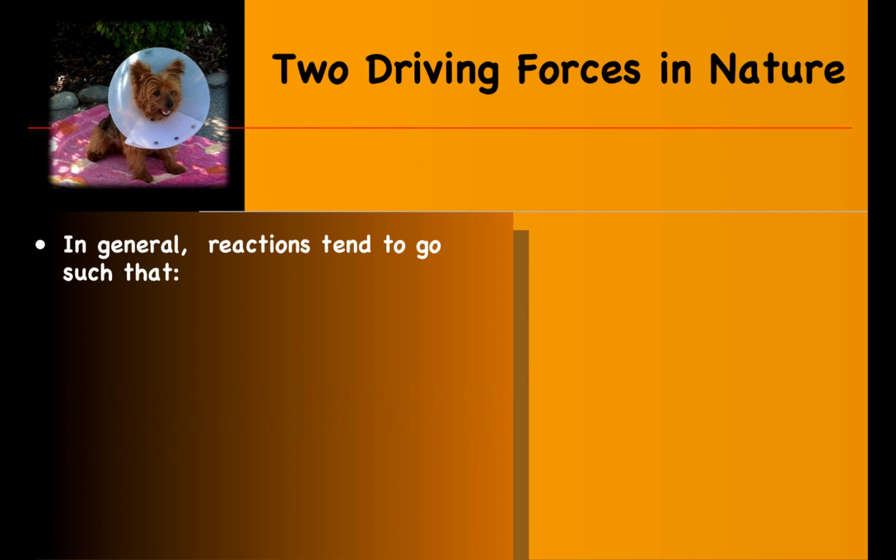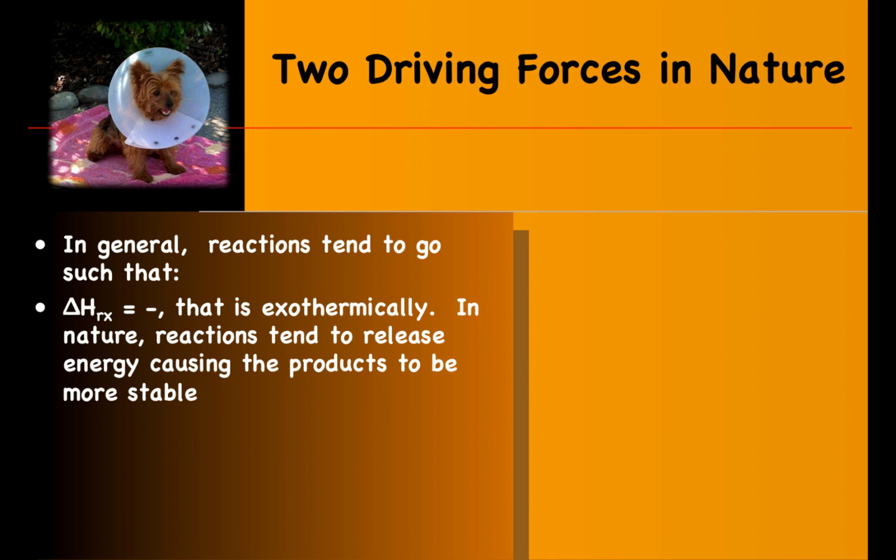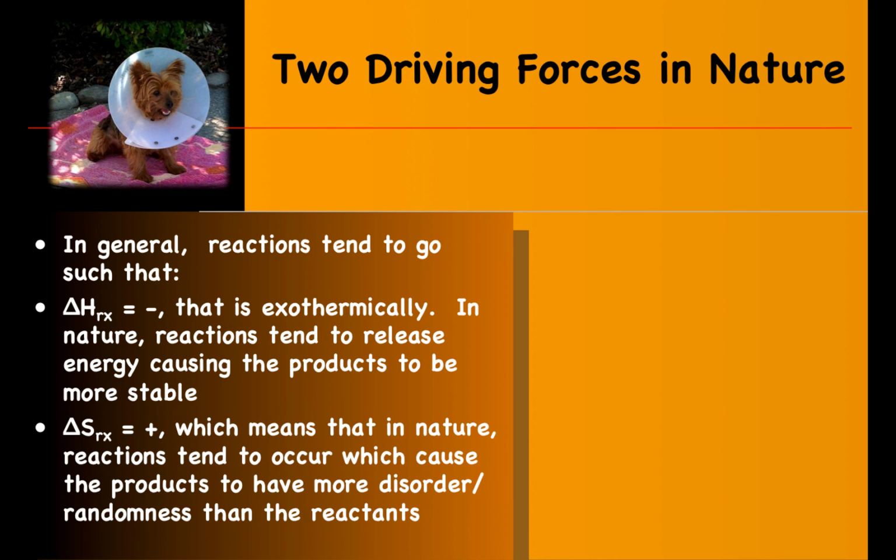In general, reactions tend to go such that delta H is negative, that is, exothermically. In nature, reactions tend to release energy, causing the products to be more stable. In general, reactions tend to go such that delta S is positive, which means that in nature, reactions tend to occur which cause the products to have more disorder or randomness than the reactants.